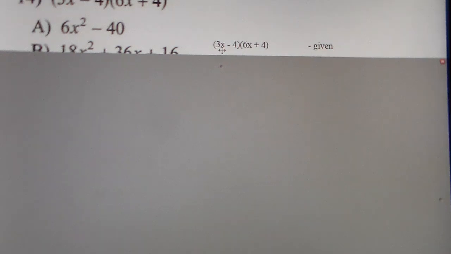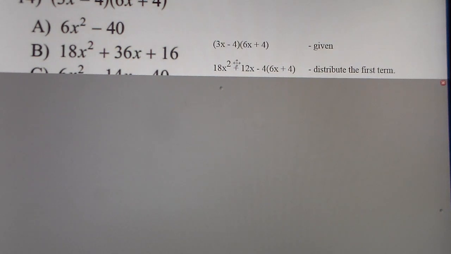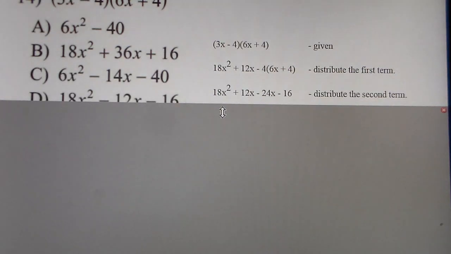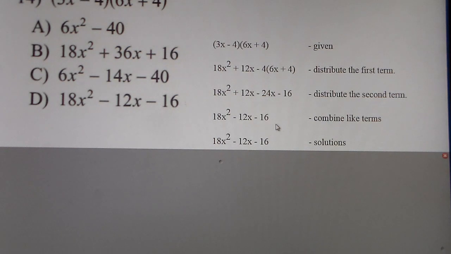Problem number 14. We're going to be doing the same process here. Our problem is 3x minus 4 times 6x plus 4. That's our given. We distribute the first term. 3x times 6x gets you 18x squared. 3x times 4 gets you 12x. And we just rewrite the second half of that problem. Then we got to distribute the second term, meaning negative 4 times 6x gets you negative 24x. Negative 4 times 4 gets you negative 16. We then combine like terms. Positive 12x minus 24x gets you minus 12x. And this is the solution. 18x squared minus 12x minus 16.